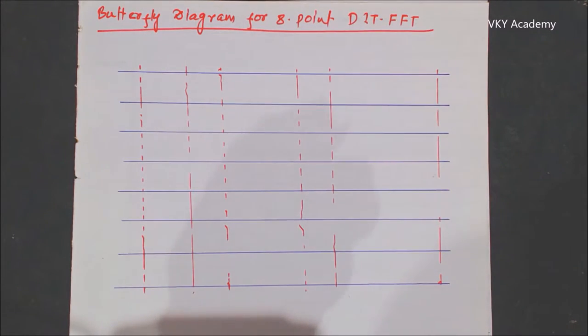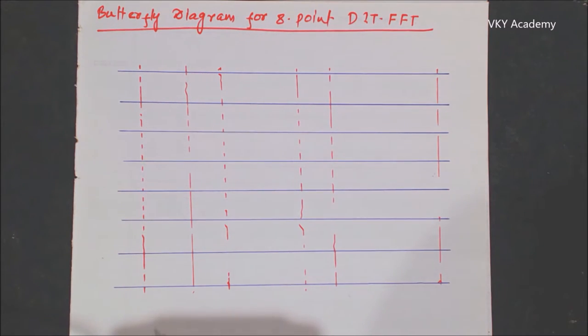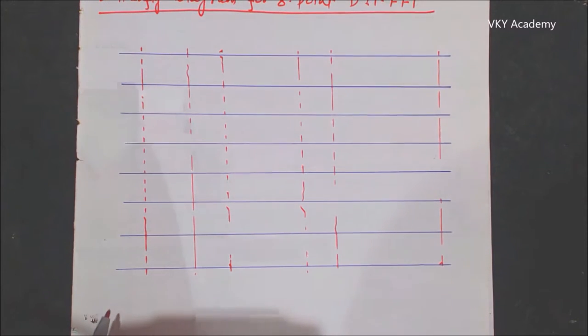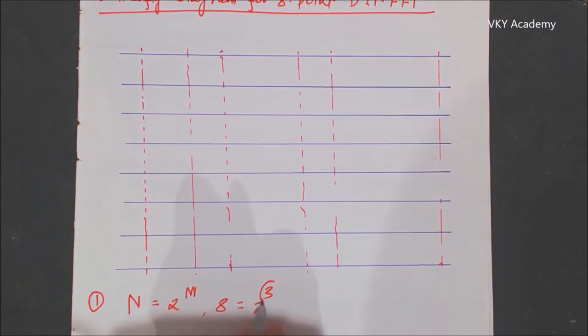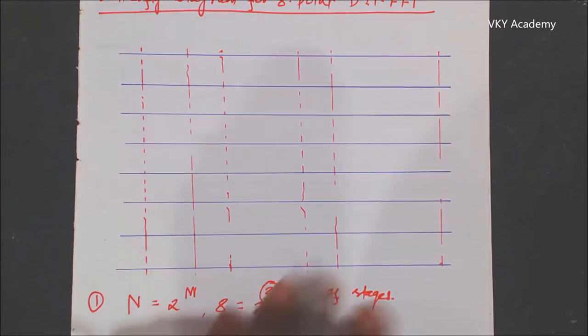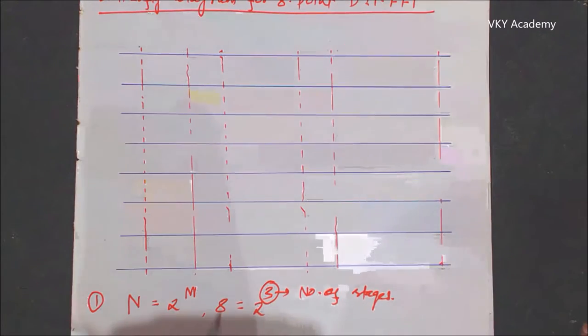So we will understand the whole concept with the help of the procedure that we discussed in the previous class. According to the Radix-2 DIT-FFT algorithm, the first point in the procedure is that the length of the sequence, capital N, is always equal to 2 to the power of the number of stages, which is capital M. As this is an 8-point DFT, I can write 8 equals 2 to the power 3. So 3 will be the number of stages. So we have divided the whole butterfly diagram into 3 stages.